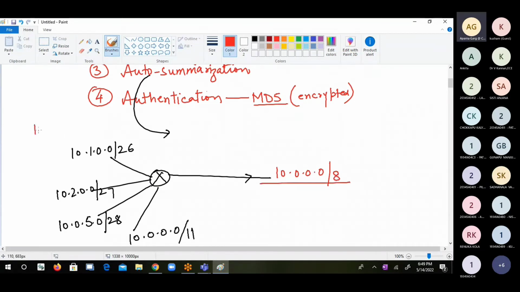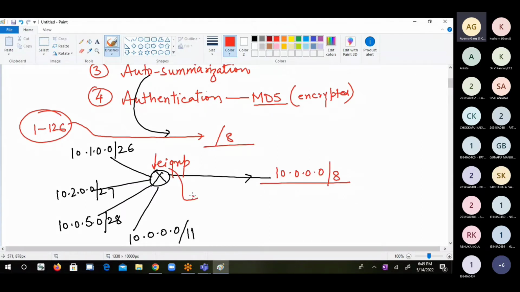So now any network from 1 to 126, this router, if it is configured with EIGRP, by default is going to convert to /8. So you have to include the command no auto summary. Whenever you say no auto summary, it will not summarize the network. It will independently send the updates /26, /27, /28, /11. So you have to write down this no auto summary. Got it?